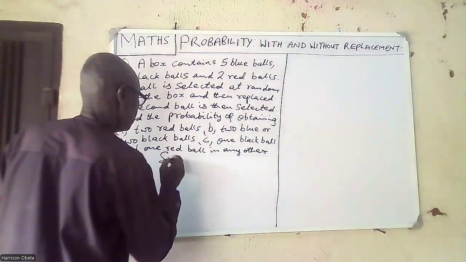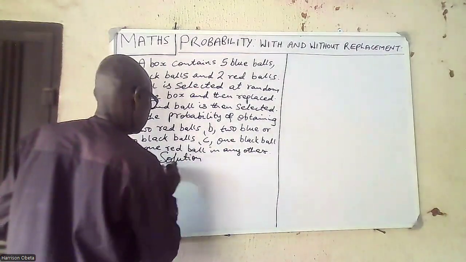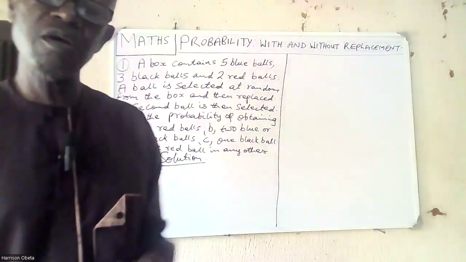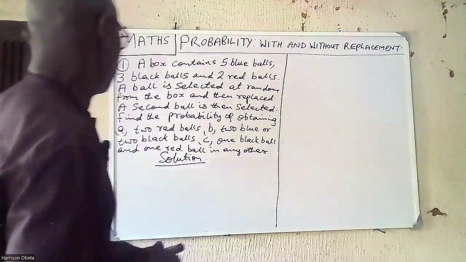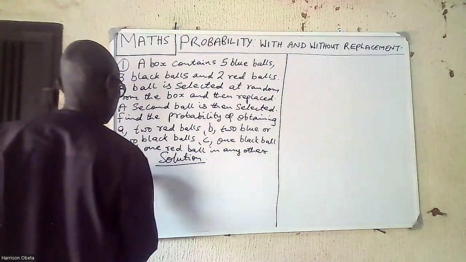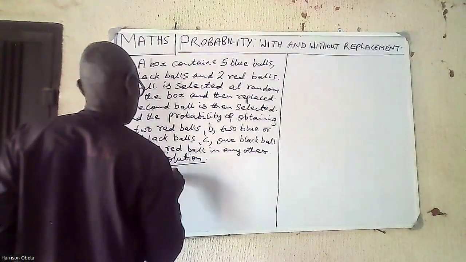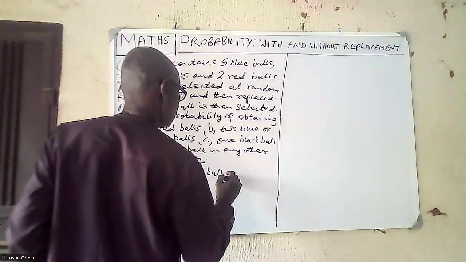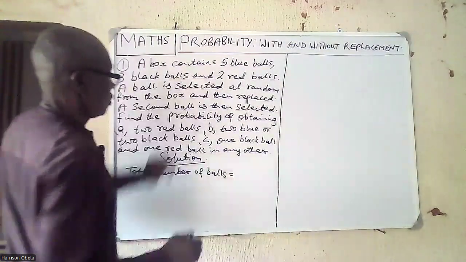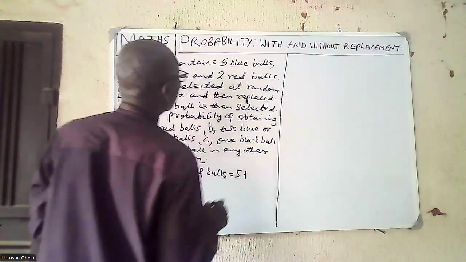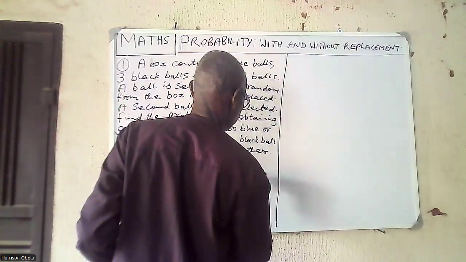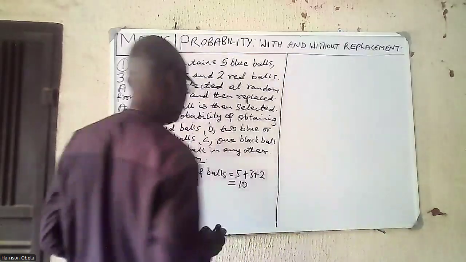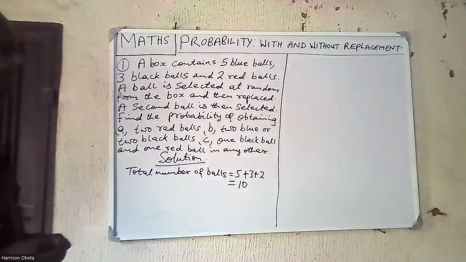Solution. The first thing we have to do is to calculate the number of balls in the box. So, total number of balls is equal to 5, we have 3, and we have 2. And that is 10. So we have 10 balls in the box.